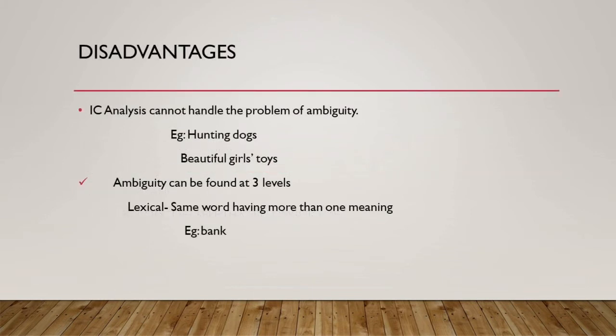Now let's talk about disadvantages of IC analysis. IC analysis cannot handle the problem of ambiguity. Now there are certain constructions like hunting dogs. You can only have the cut after hunting here, right? Binary cut. In IC analysis, you always have binary cut. So you can only have a cut here after hunting, and it can convey only one meaning, that is dogs that hunt. But actually, there are two meanings for it.